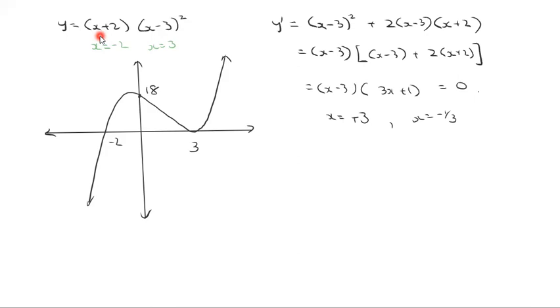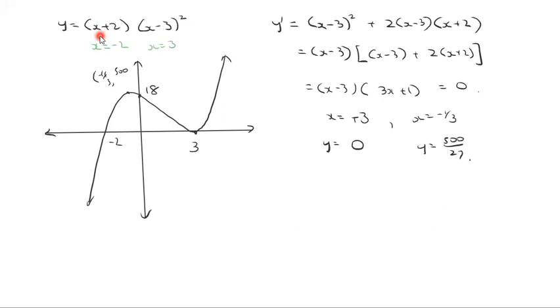You can sub in to find y. Well, y for that one is 0, and y for that one will be 500 over 27. And so really, we've worked out that the points are (3, 0) and (negative 1/3, 500 over 27).